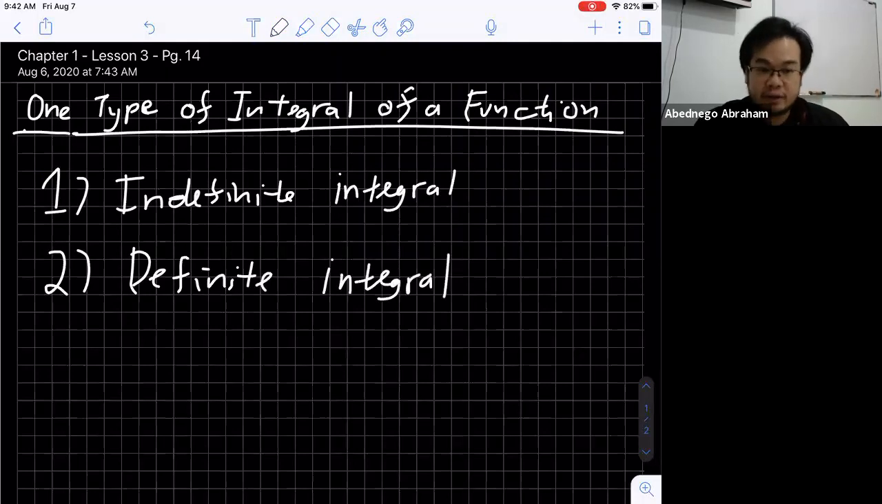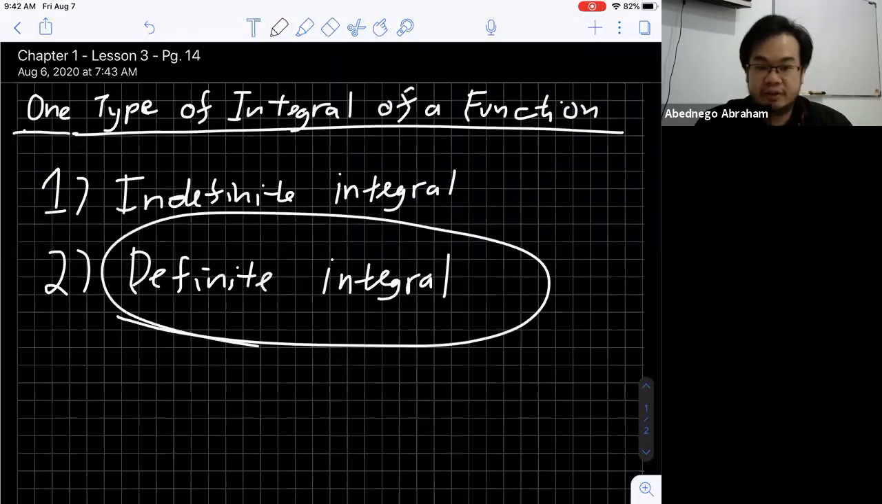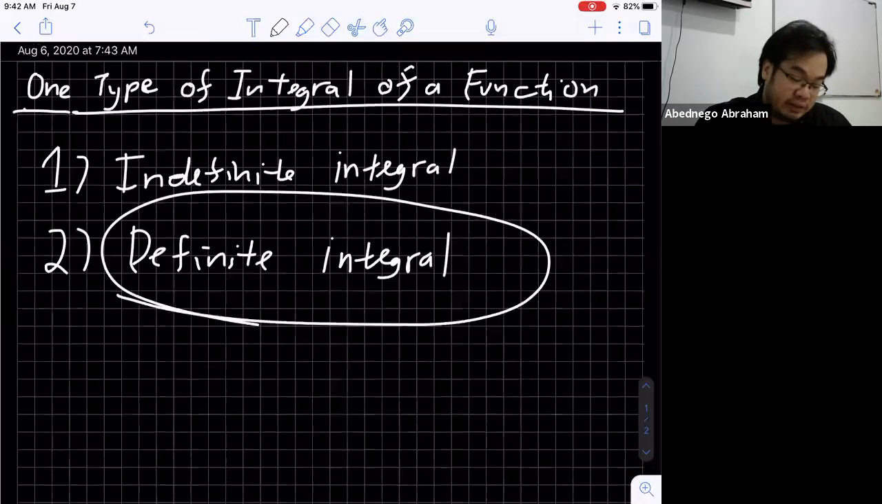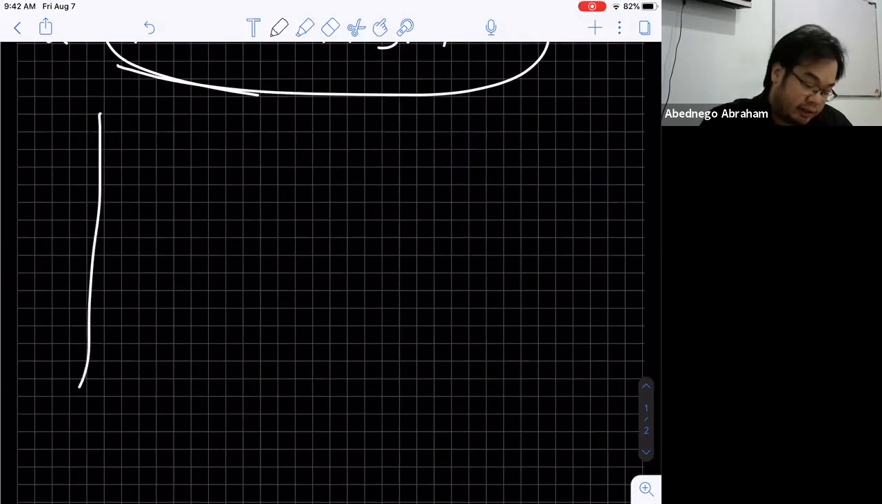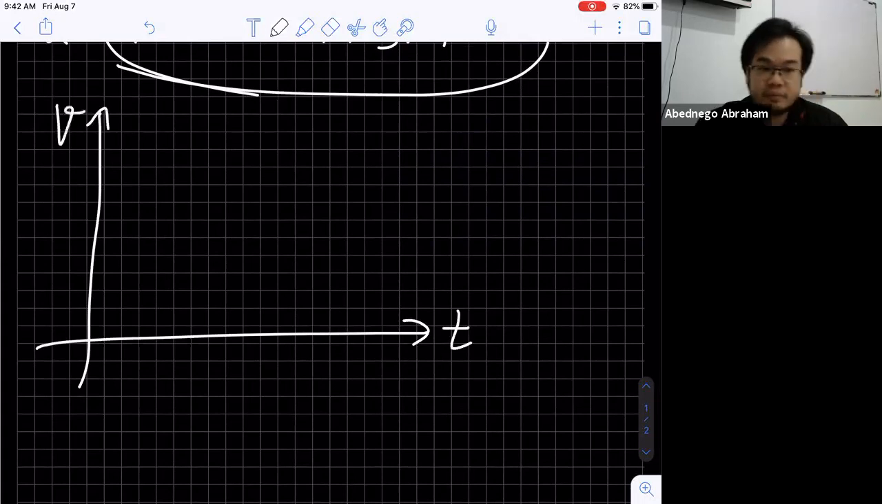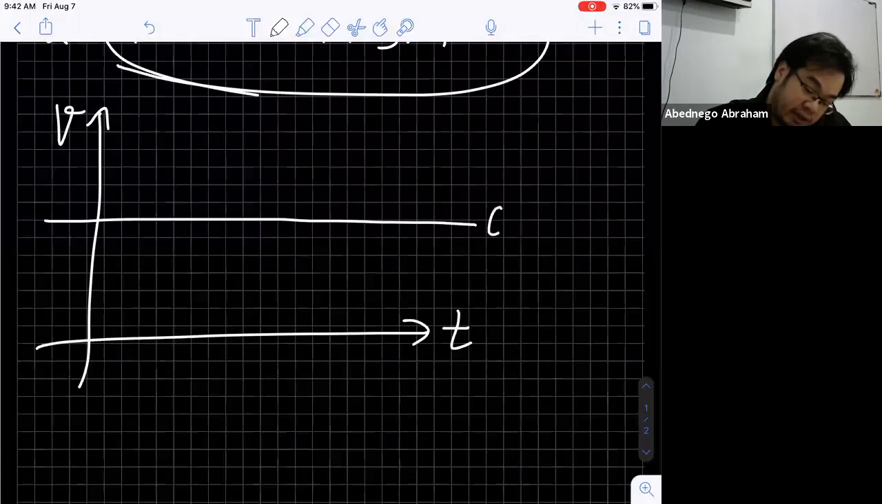The one that we are talking about in these next two lessons is actually the second one, which is the definite integral. We are not going to cover indefinite integral yet. Before I go to it, I want to review a little bit about physics. Let's say that I have a graph of velocity and time, and an object is moving with a constant velocity. Let's say it's 60 meters per second.